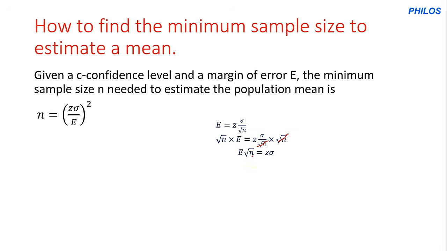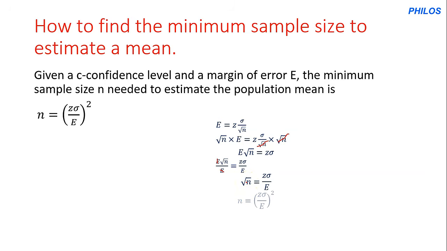So to do away with the E, we divide both sides by what? By E. Now when we divide both sides by E, this E will cancel out this E. That is the main reason we are dividing both sides, so that we can get rid of this E at the left. So now we have root n equals z times standard deviation divided by E. Also, to do away with this square root, the best thing we can do is to square both sides. So when you square both sides, the square will cancel out the square root.